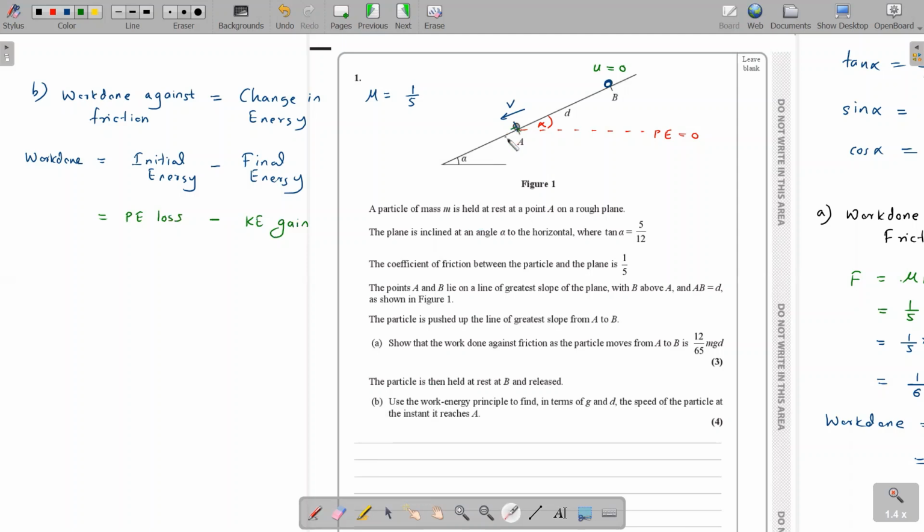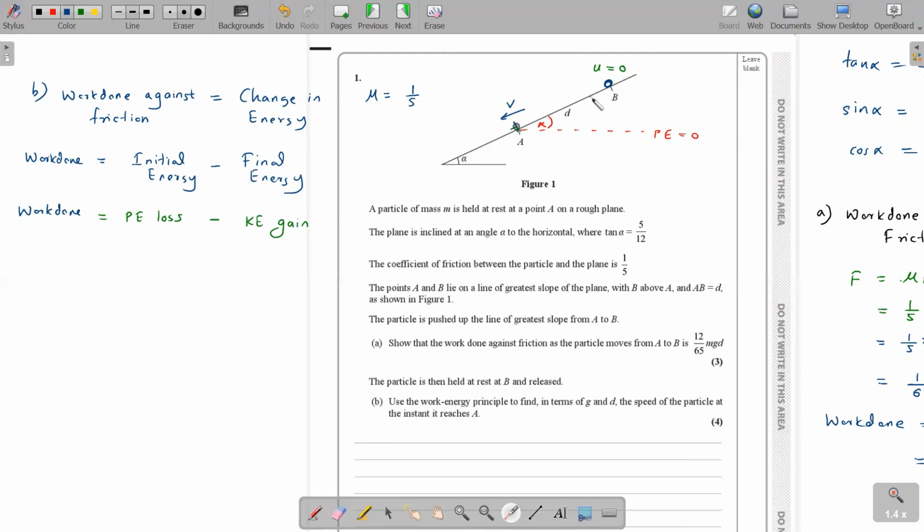Do you understand this? And the work done against friction is equal to the potential energy loss minus the kinetic energy gain. Now earlier we were calculating the work done against friction when we travel from A to B. Do you think the value for the work done against friction will change when you come from B to A? What do you think?